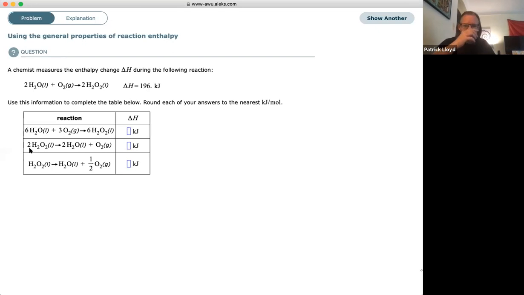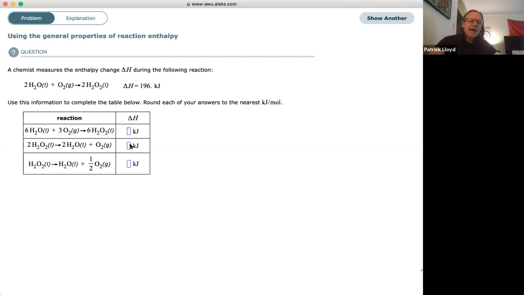In the second one, it looks like now the H2O2, which was on the product side, is now on the reactant side. The coefficient is still the same. They didn't change the coefficient, so they didn't multiply by any numbers. They just changed the direction. Just changing the direction, we call that reversing an equation. What that means is you just change the sign. So instead of positive 196, it now becomes negative 196.